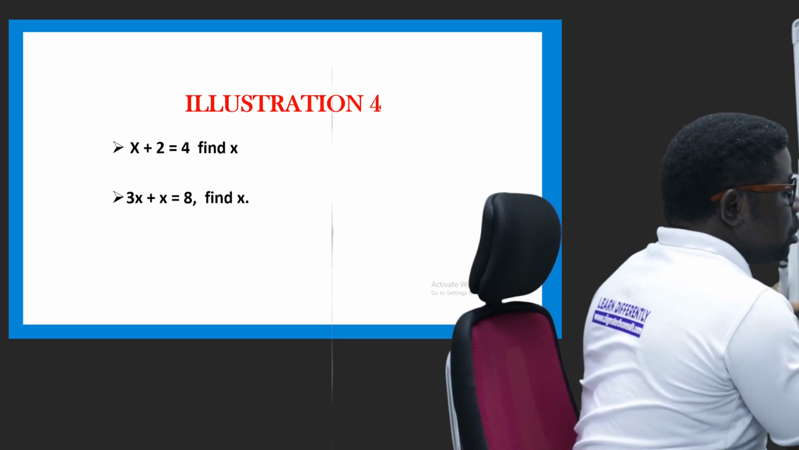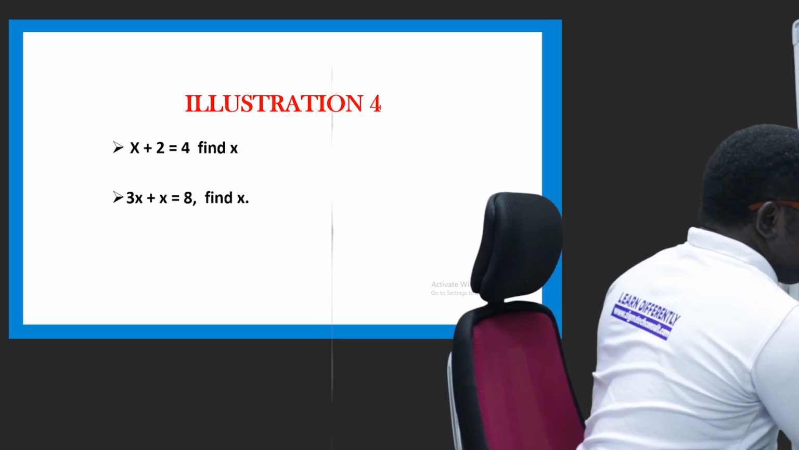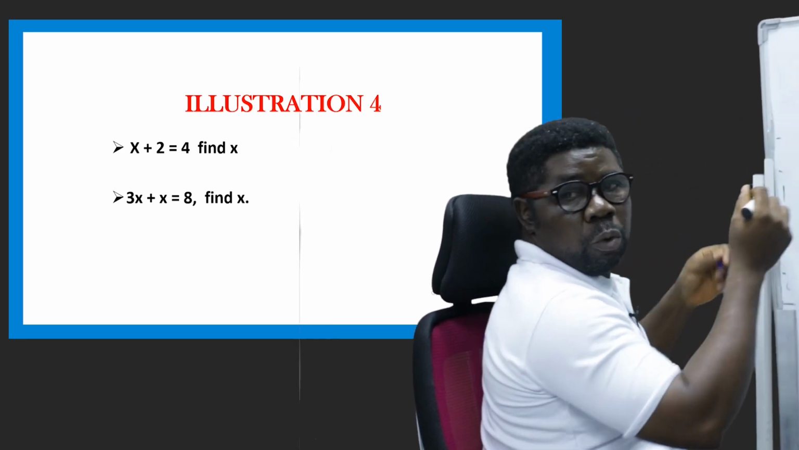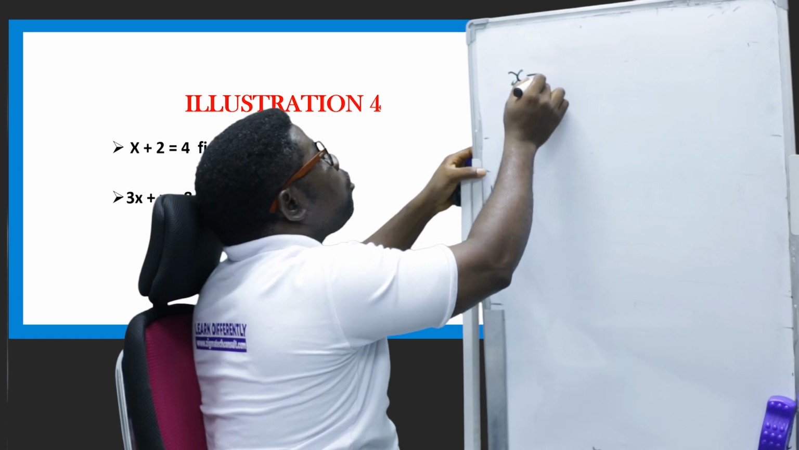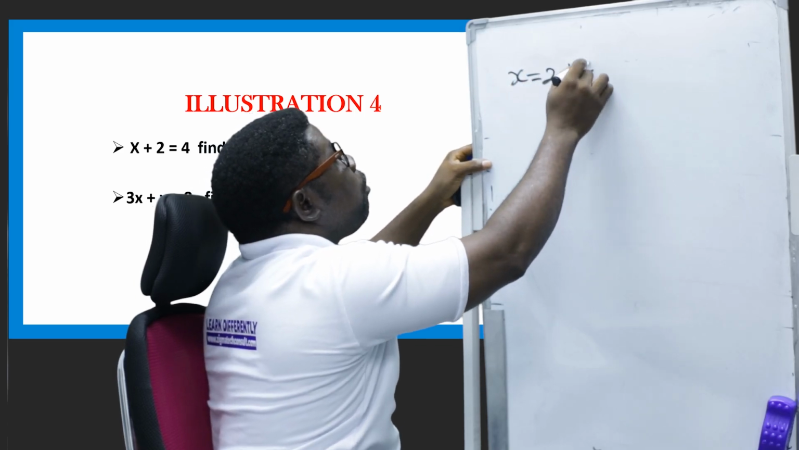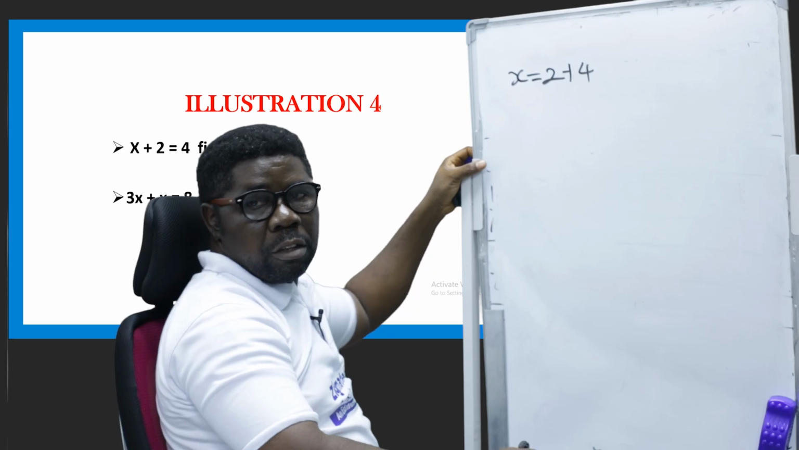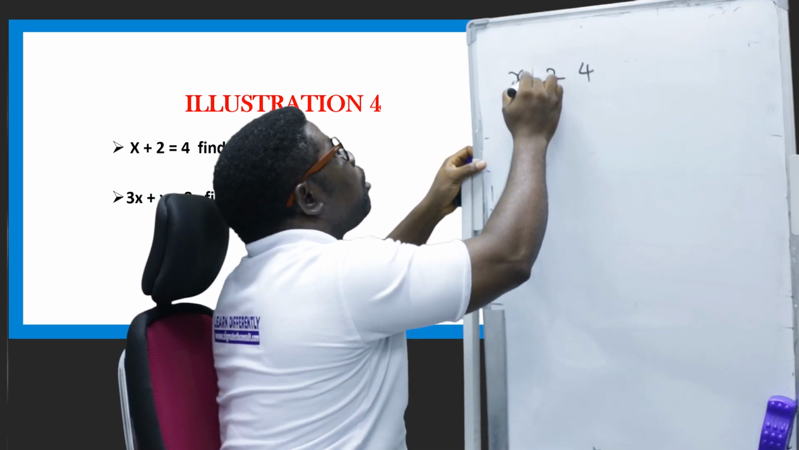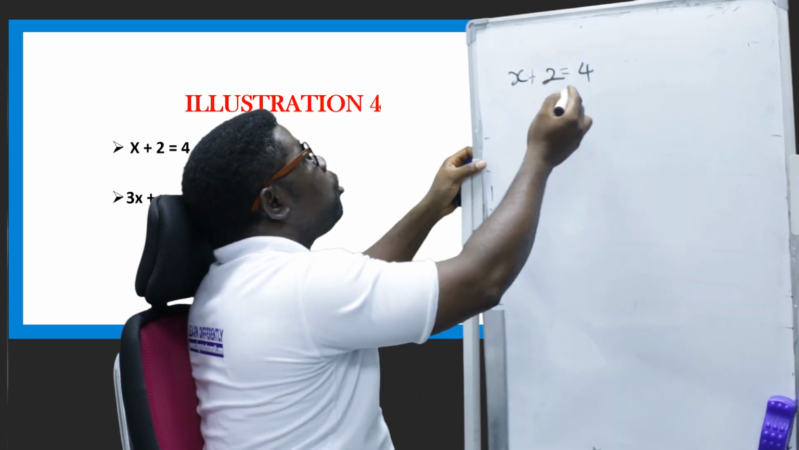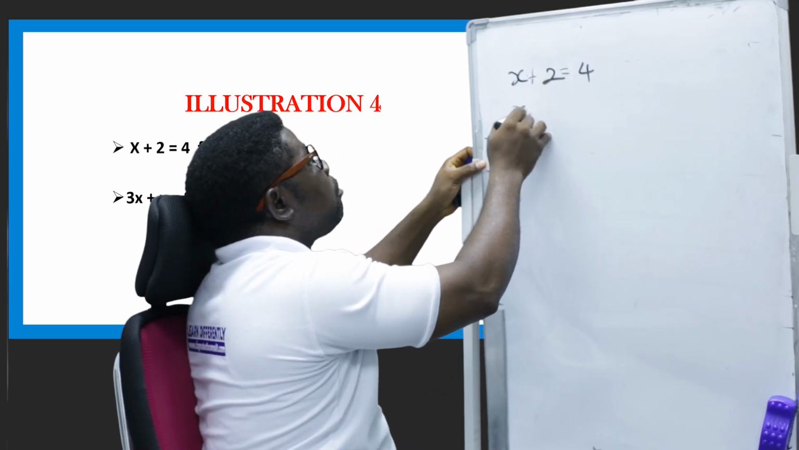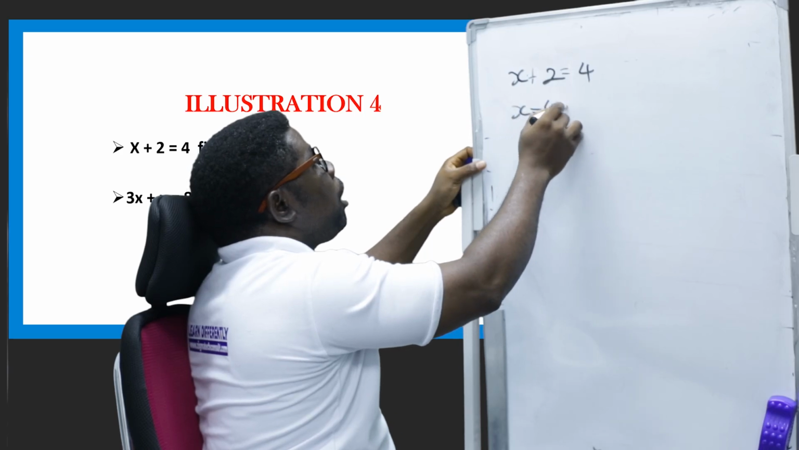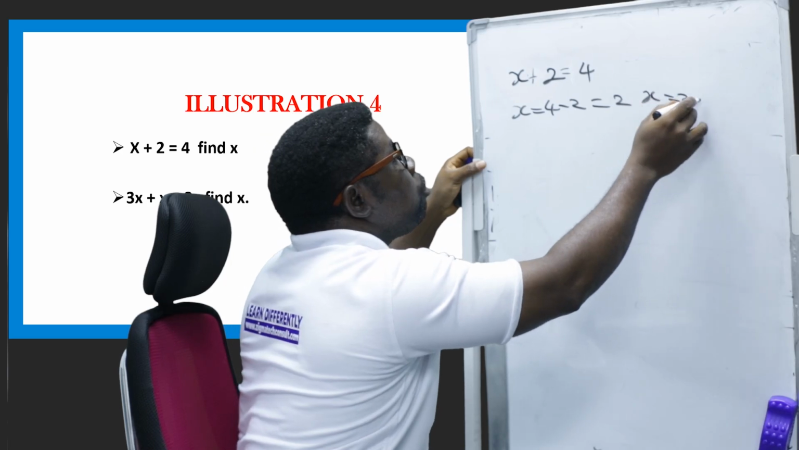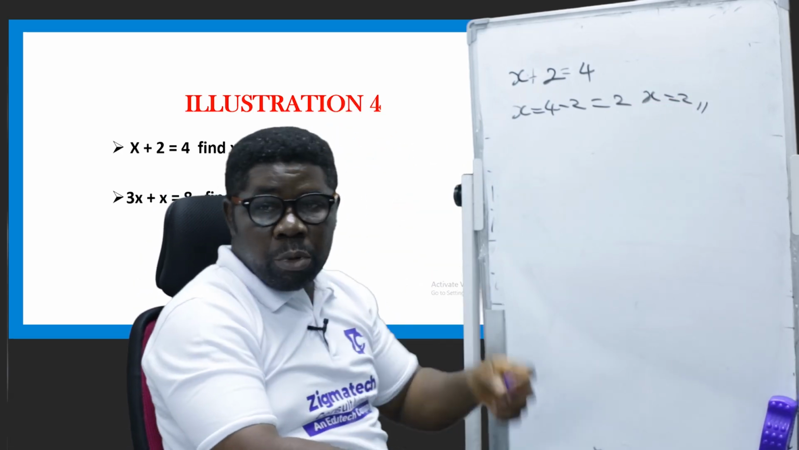Today we are doing illustrations and calculations as well, to show exactly what you should be doing in class. This is a simple thing. We have x plus 2 equals 4. Find x. You make x the subject of the formula. So 4 minus 2 is equal to 2. So x is equal to 2. That's why it's called a simple linear equation.